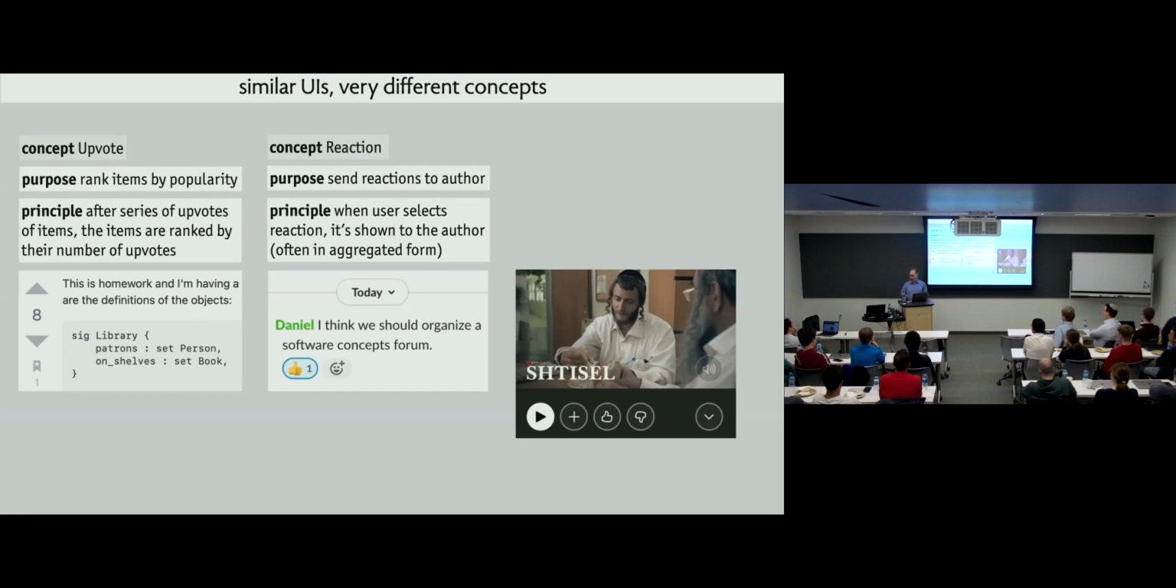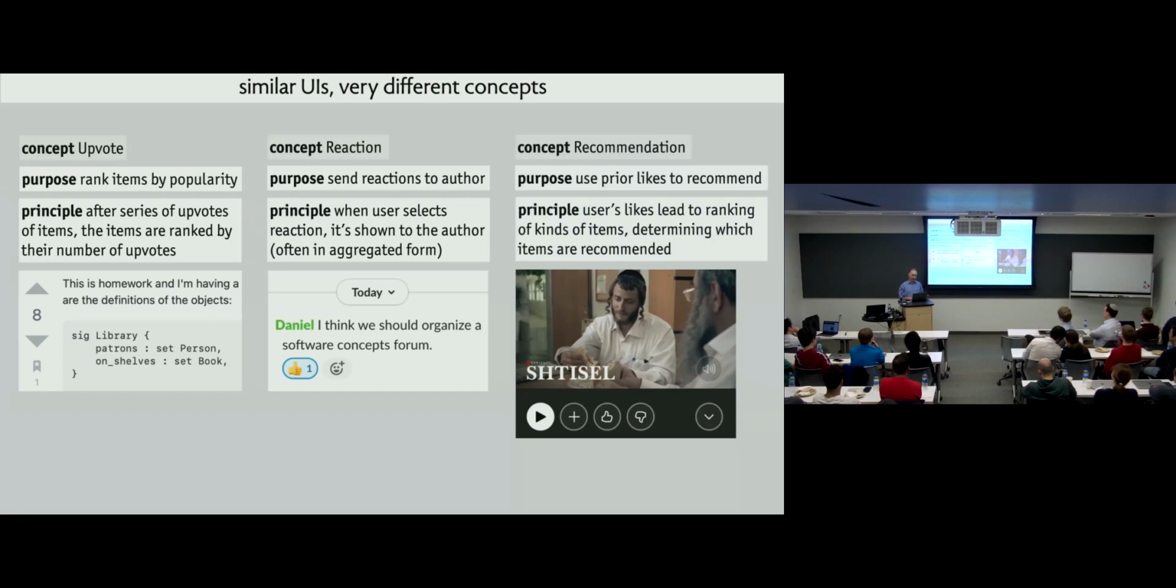So the key point in your answer was to rank similar things, right? So I might call this recommendation. And the purpose of this concept is to use prior likes to recommend items in the future, to recommend different ones. And the crucial notion is that we're going to rank categories or kinds of items. So although these all seem similar, they're in fact completely different concepts, even though they have similarities in their user interface.